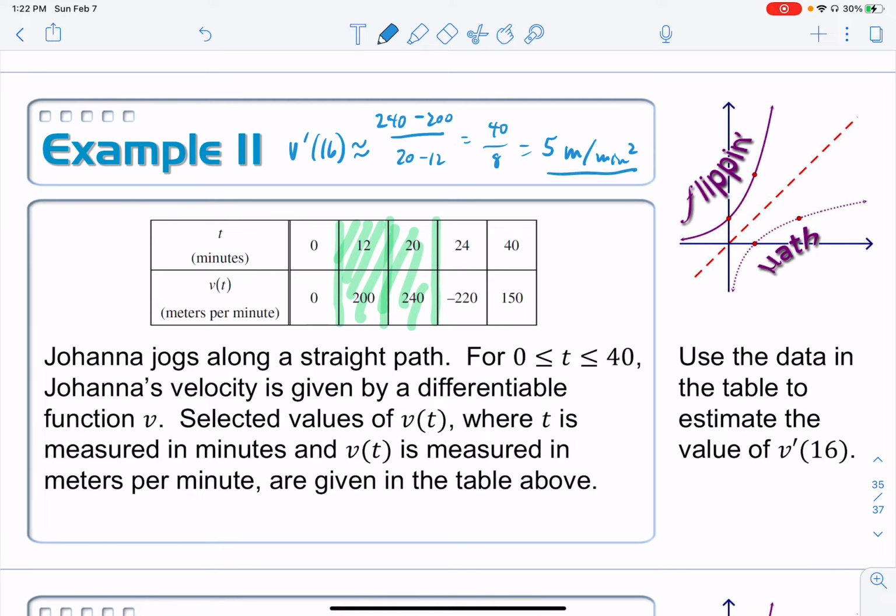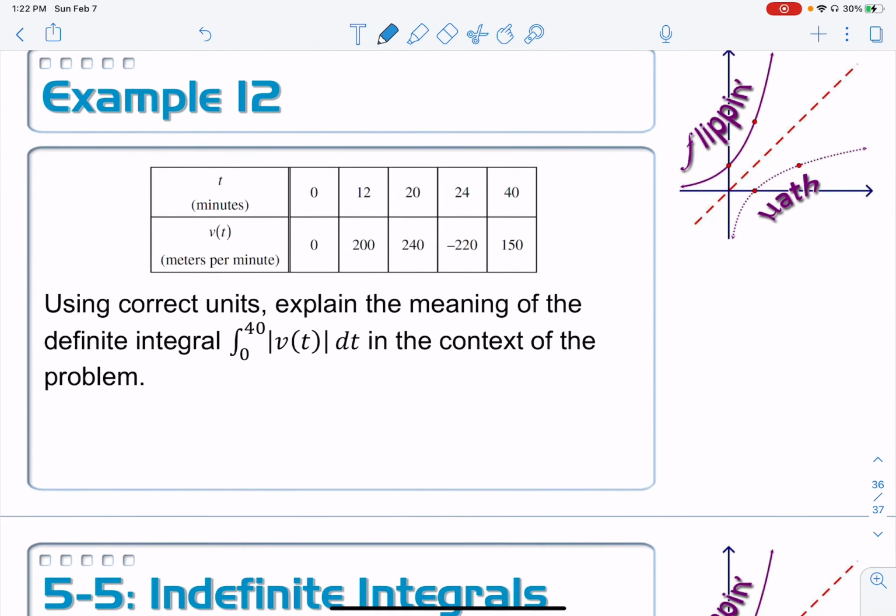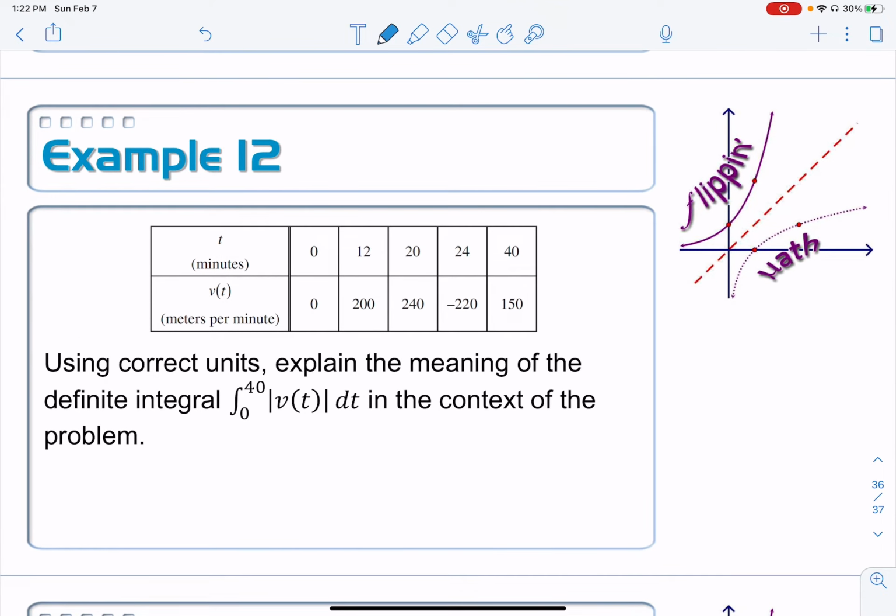Okay, all right, so let's see what this has to do with the current lesson, shall we? It's on the second part of this. Using correct units, explain the meaning of the definite integral from 0 to 40 of the absolute value of v of t in the context of the problem. Okay, so this is exactly what we were just talking about in the last video. If I take a definite integral of an absolute value of velocity, this is supposed to give us the total distance.